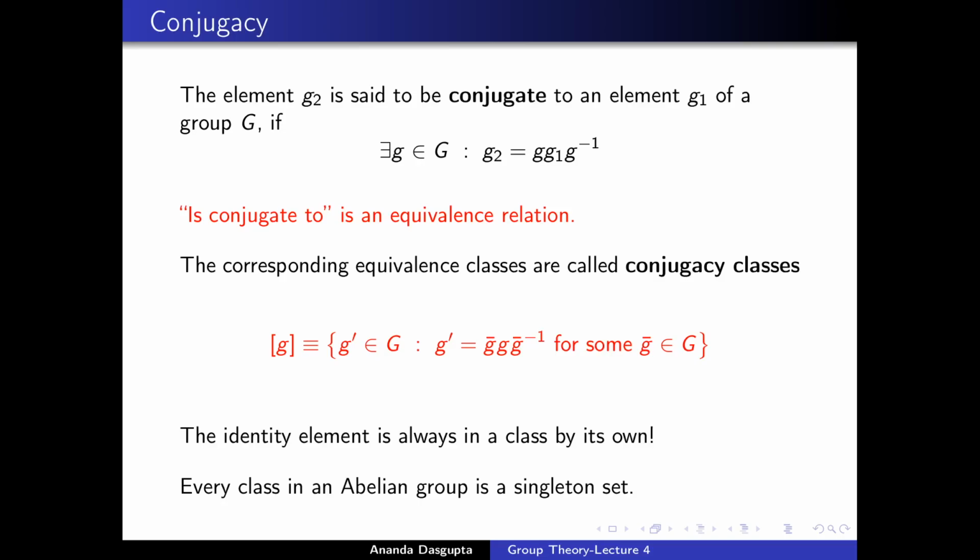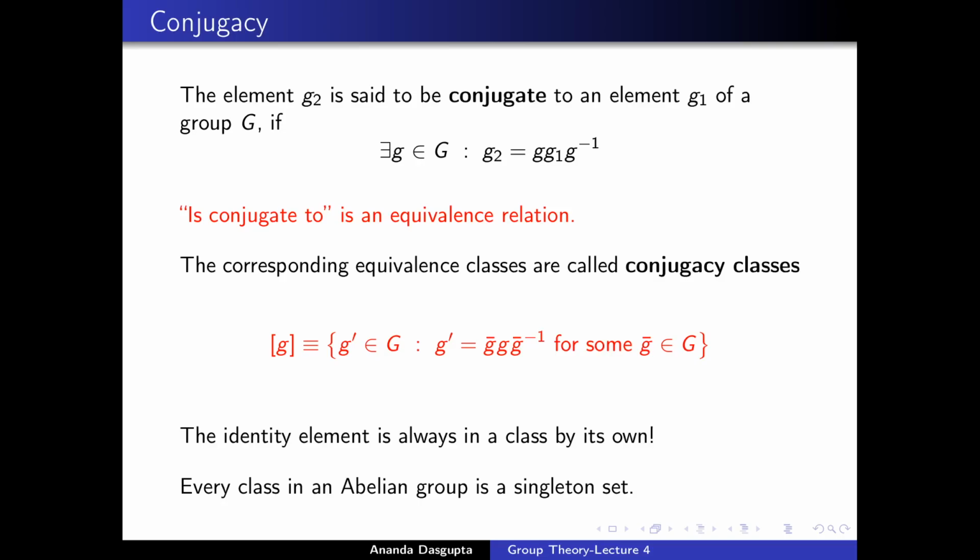Whenever you try to conjugate an element of an abelian group by taking g bar, g, g bar inverse, the g bar and g are going to commute. And so the g bar is going to sit right next to g bar inverse and cancel it, giving you back g.